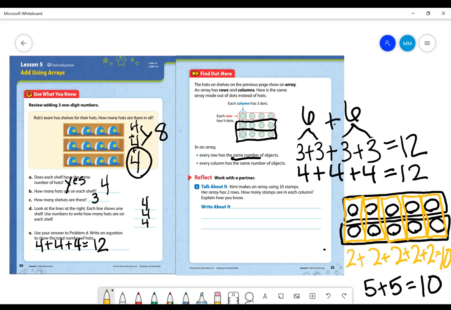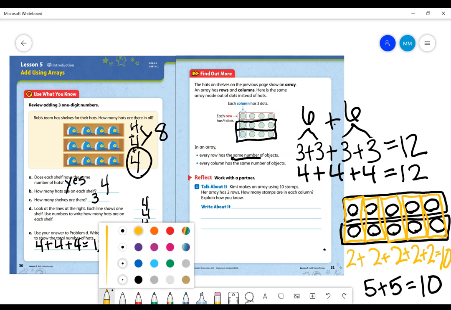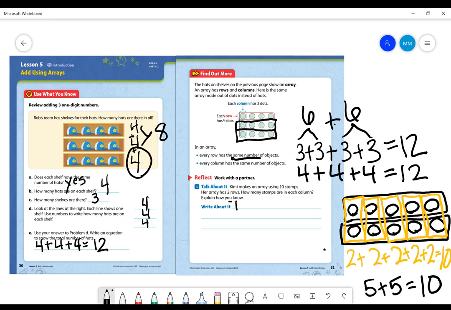10. Okay, it says how many stamps are in each column? We would say there are 2 stamps in each column. Now, how we found that was because one, we could use our illustration at the top to help us remember how to use that strategy of counting those columns.